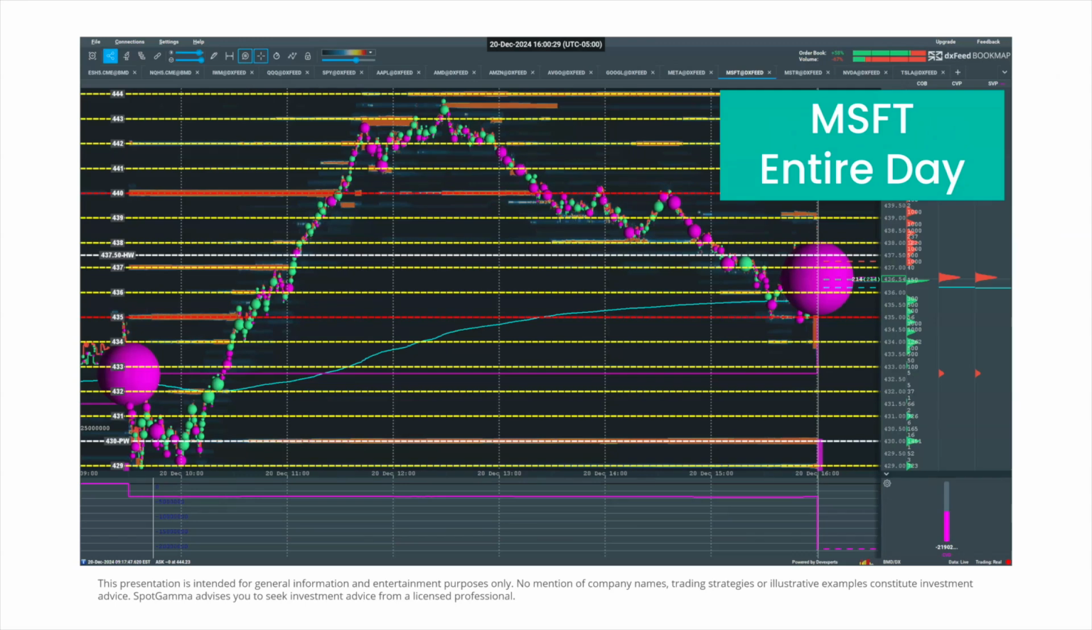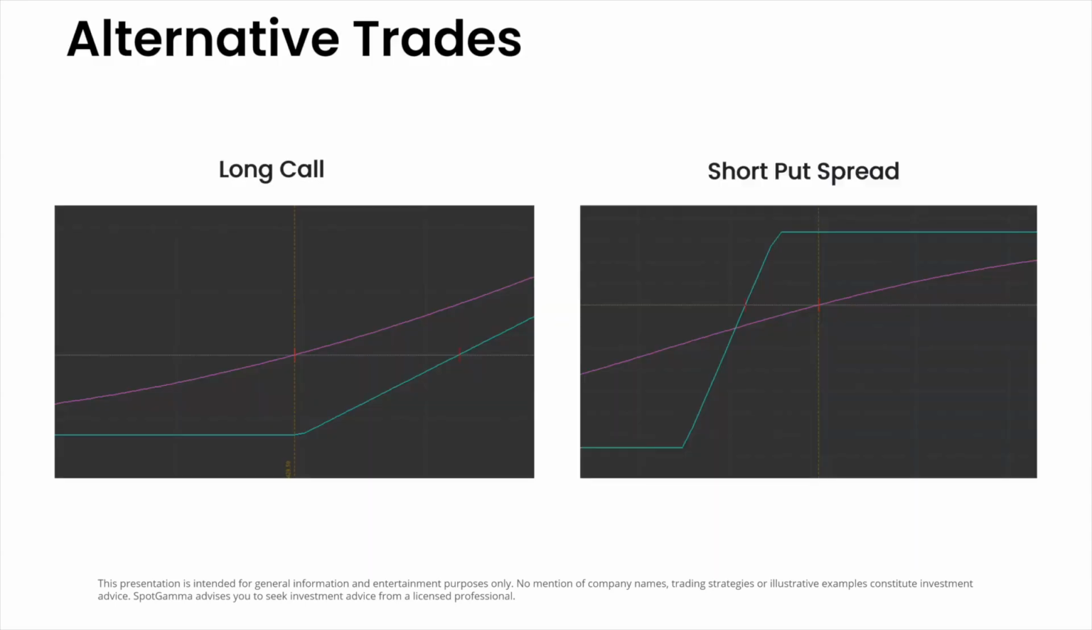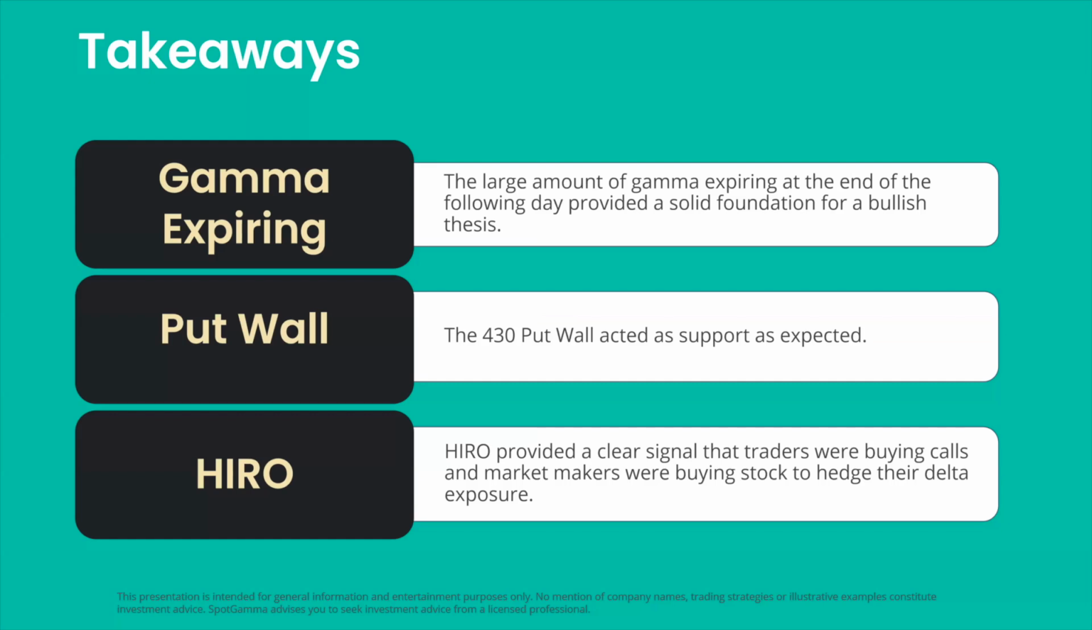Microsoft closed at 436.60. There were several ways to play the move higher with options, including buy a call and selling a put spread. Here are the key takeaways for this case study. First, the large amount of gamma expiring at the end of the day provided a solid foundation for a bullish thesis. The 430 put wall acted as support as expected.